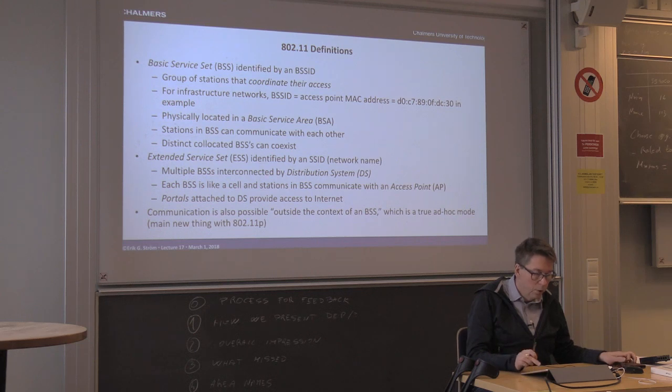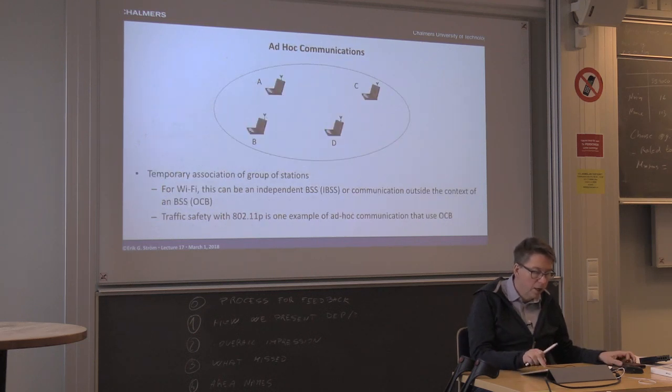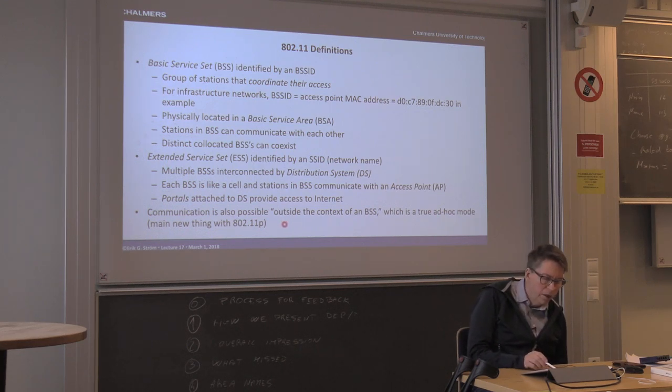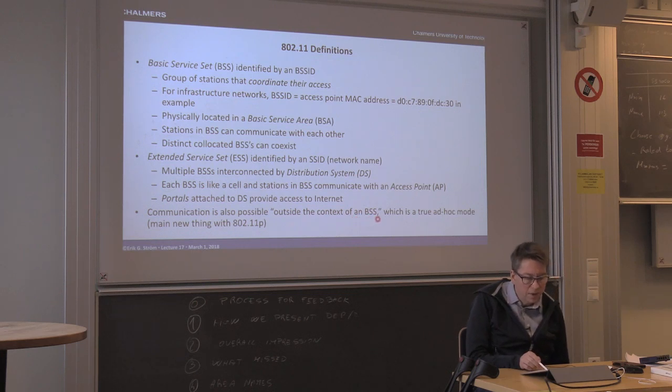So a picture of this. We are also allowing communication which is outside of access points, and this is sometimes called ad hoc networks. And there is also something called communication outside the context of the BSS, which is really a true ad hoc network with no access points. And this is the main thing in this 802.11p for traffic safety.